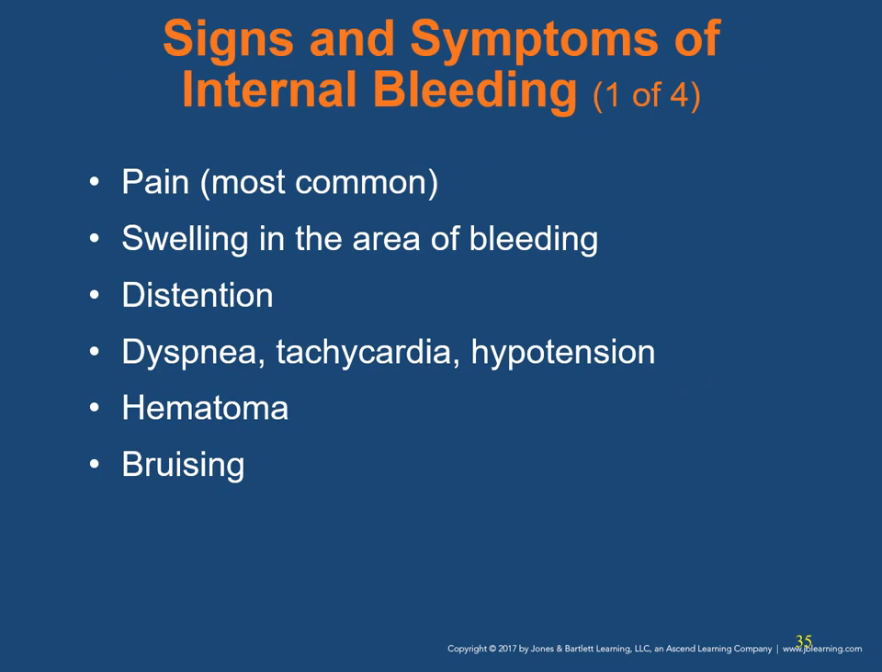Signs and symptoms of internal bleeding. Pain, most common, swelling in the area of bleeding, distension. Bleeding into the chest cavity or lung may cause dyspnea, tachycardia, and hypotension, and hemoptysis, bright red blood that is coughed up. Hematoma, a mass of blood in the soft tissue beneath the skin. Bruising, a contusion, or ecchymosis may not be present initially.